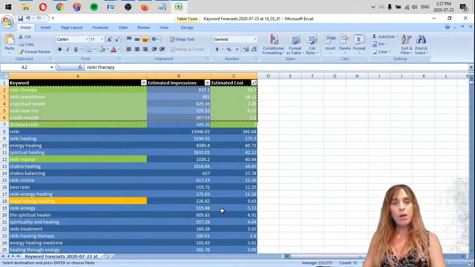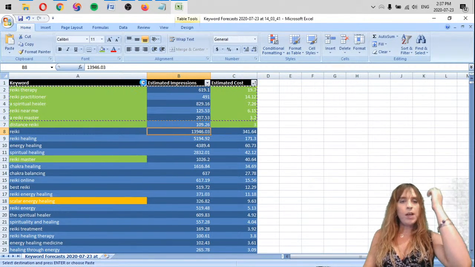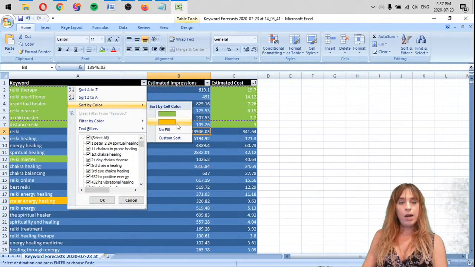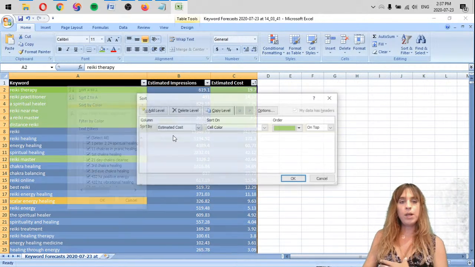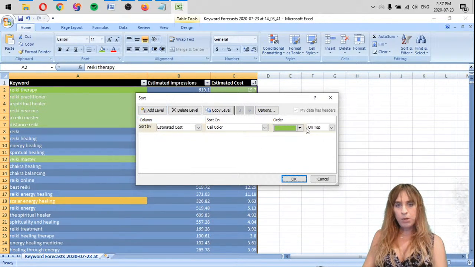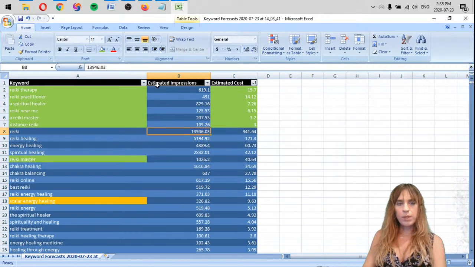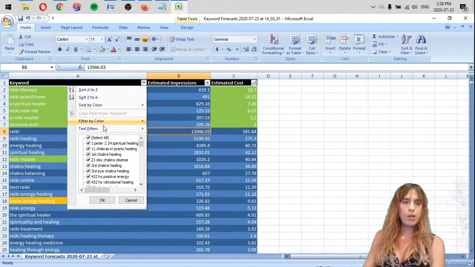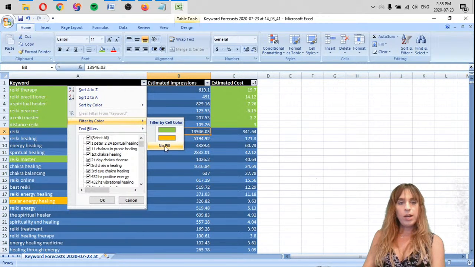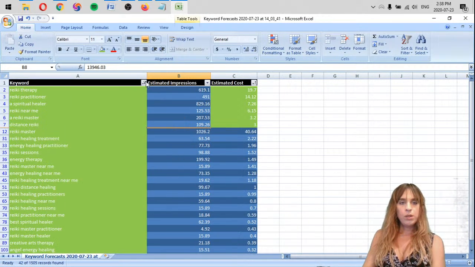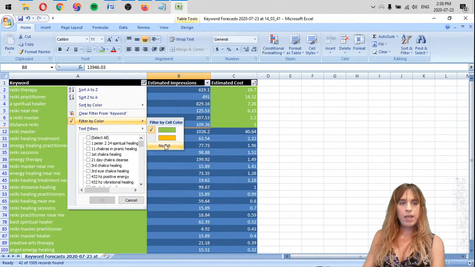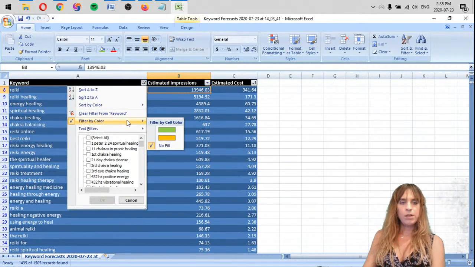Now what I do from here is I'm going to sort by color. I'm going to do custom sort, and I'm going to, how do I do this again? I want to hide all the orange ones. Filter by color. So we want to do that and that. Let me do that again.